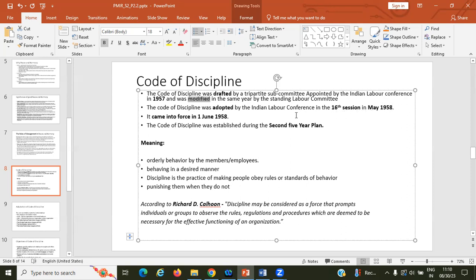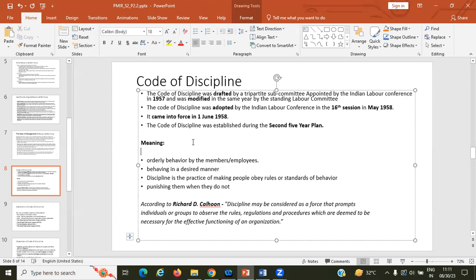The 16th session by the Indian Labour Conference, who has adopted it: the Indian Labour Conference. And it came into force in the same year, on June 1st, 1958. In May it was adopted and it came into force in June 1958. The Code of Labour Discipline was established during the second 5-year plan. Every 5 years, the second 5-year plan onwards, it was established in the 5-year plan.